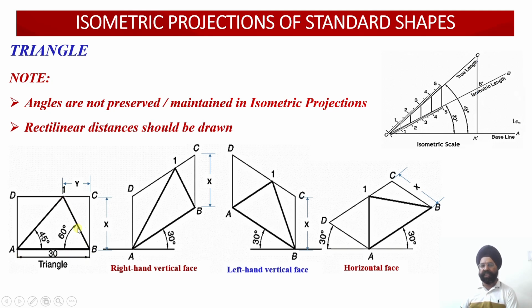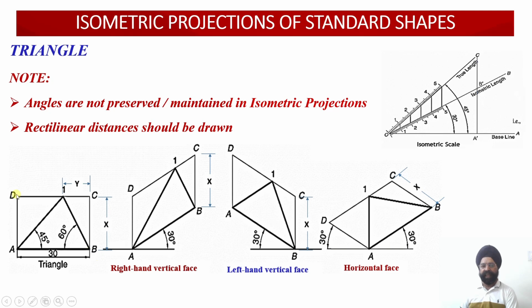Once I construct this triangle, I need to inscribe it into a rectangular figure so that I can get the measure of the rectilinear distances from the point A and from the point B. Is that clear? So this is my triangle. I cannot transfer these angles directly in the isometric projection, so first I will construct this triangle based upon the original angles.